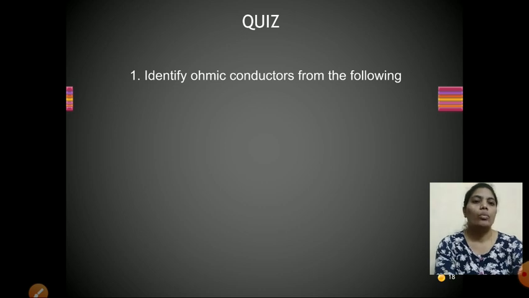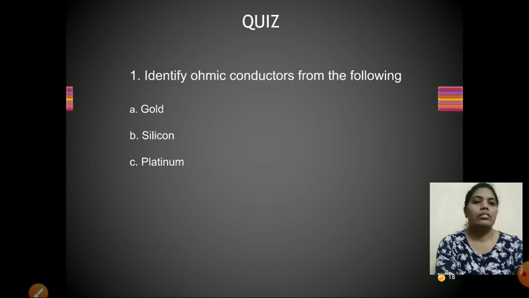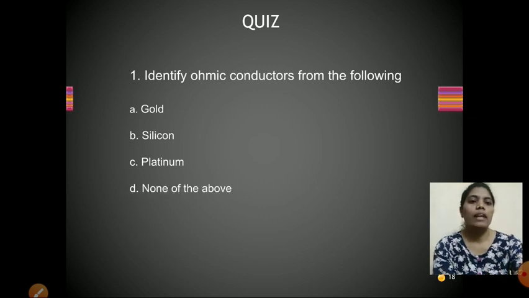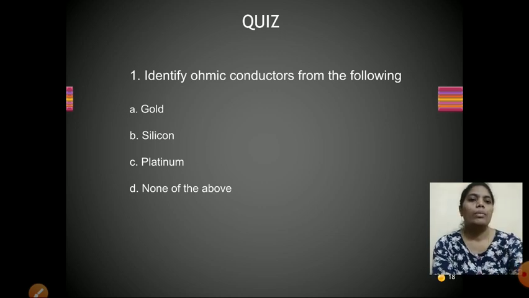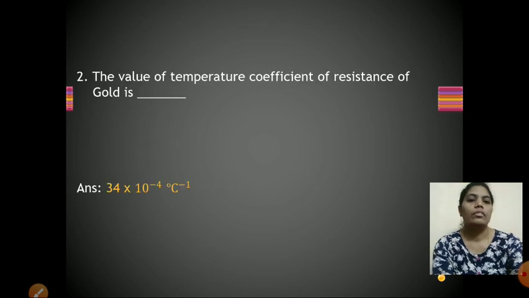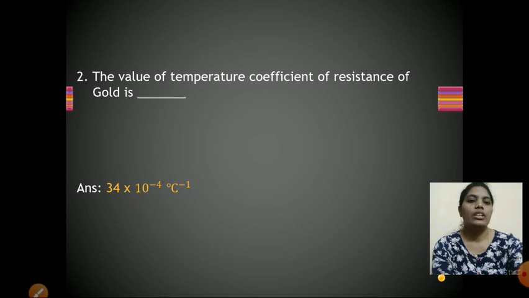Now identify ohmic conductors from the following. Here are some materials: gold, silicon, platinum, none of the above. From this, the answer for ohmic conductors is gold and platinum. The value of the temperature coefficient of resistance of gold is 34 into 10 power minus 4 per degree Celsius.